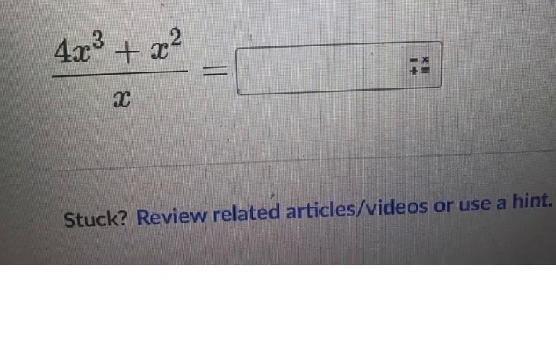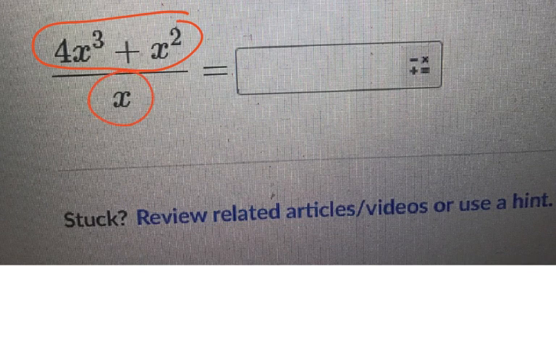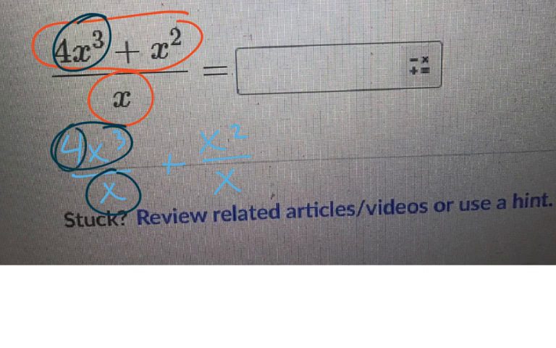All right, let's do one more. What about this one? Notice we're trying to take this and divide by x. Well, why don't we take each part and divide by x? We call this the distributive property. So I take 4x^3, divide by x. So the 4 is going to stay. What is x^3 over x? Well, what's 3 minus 1? x squared. We have a plus.